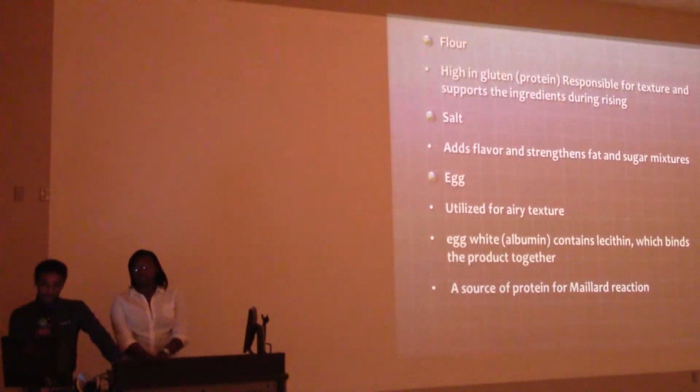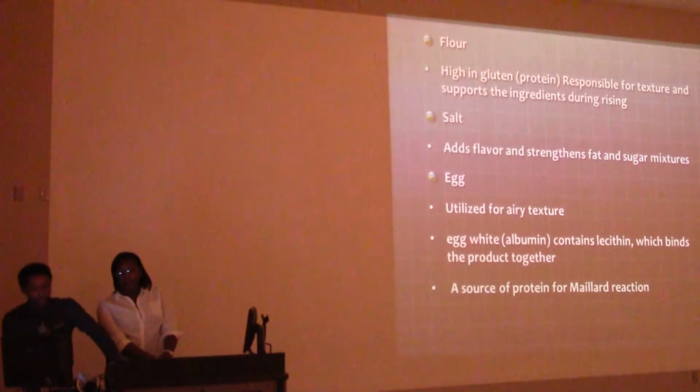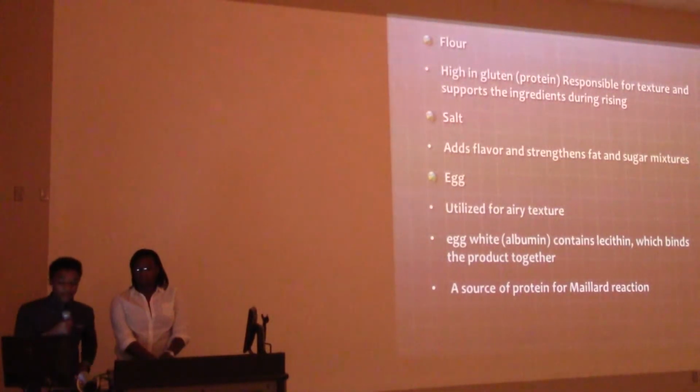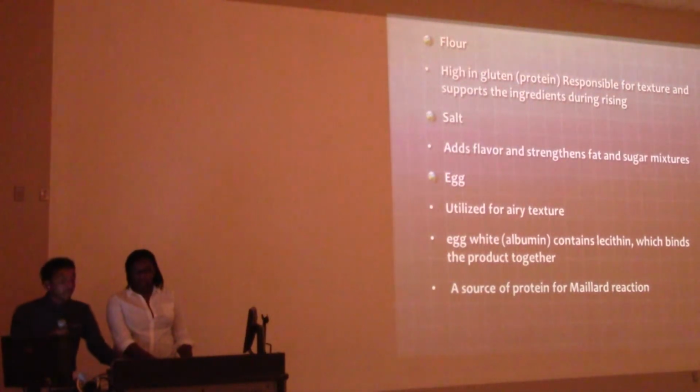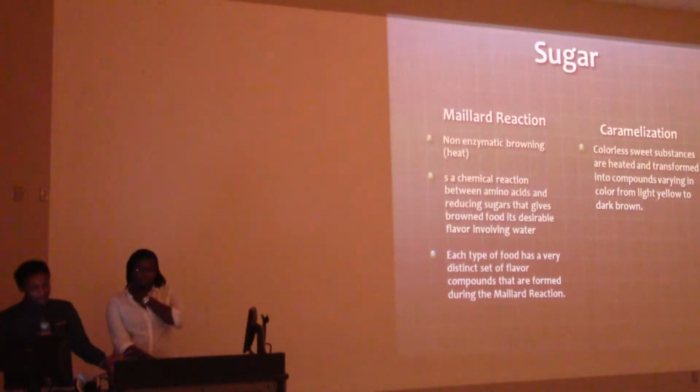We have the flour. It's high in gluten, responsible for texture, and supports the ingredients during the rising. The salt, which adds flavor and strengthens the fat, is a natural binder. And we also have the eggs, utilized for airy texture. The egg white albumin contains lecithin, which binds the products together, and is also a source of protein for the Maillard reaction.